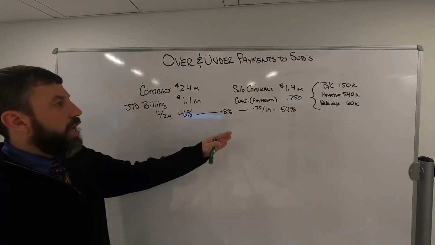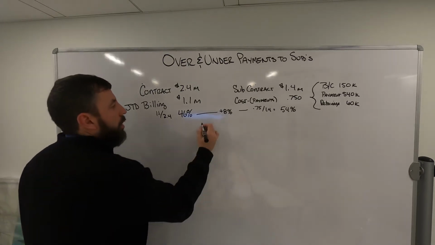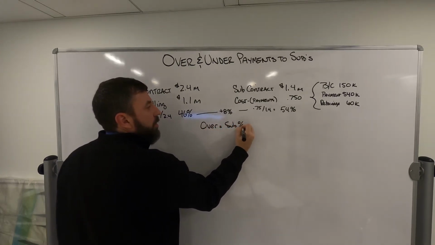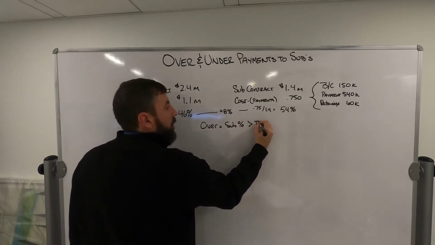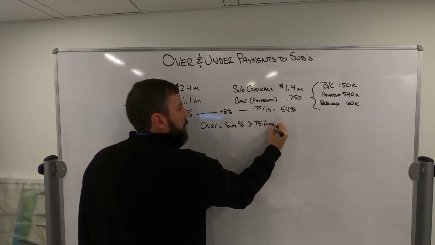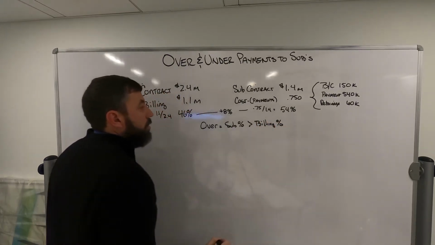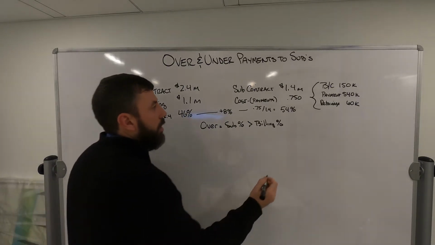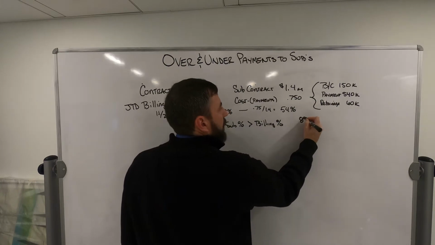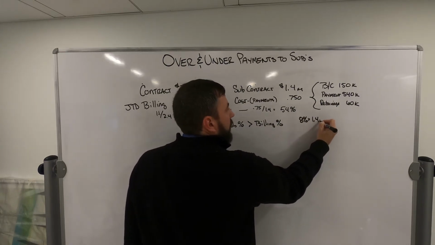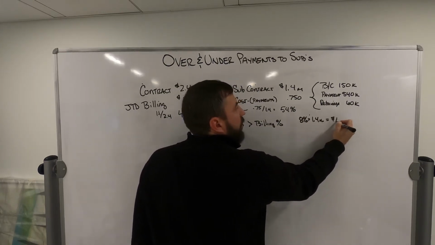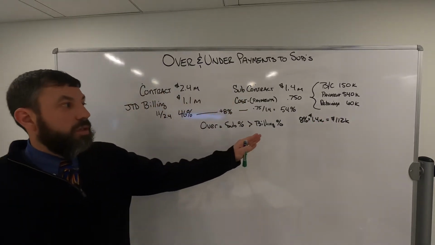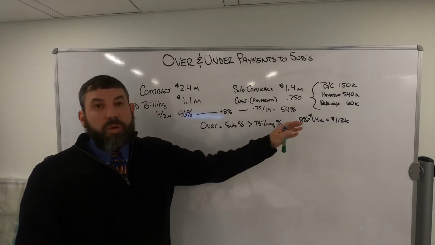So you're now realizing that you're overpaid, because overpaid equals sub percentage is greater than billing percentage. So in this situation, this 8% is roughly 8% of 1.4 million, which is roughly $112,000. So you realize that we have extended what we're basically in proportion, we're evaluating that part.